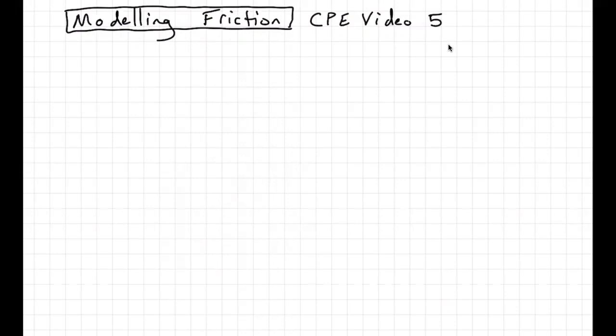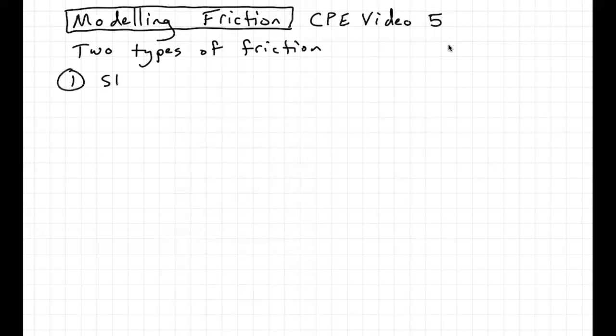So the basic premise of the model is that there's two types of friction. There is static friction and kinetic friction. And I'm going to break down each case. Static friction is the friction between two surfaces that are not moving relative to each other, while kinetic friction is the friction between two surfaces that are moving relative to each other. So let me talk about static friction first.